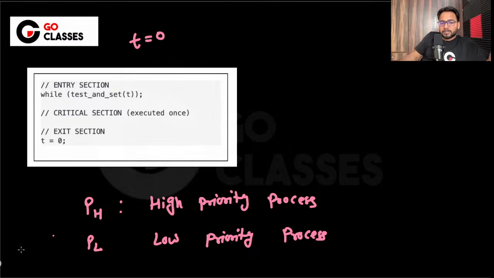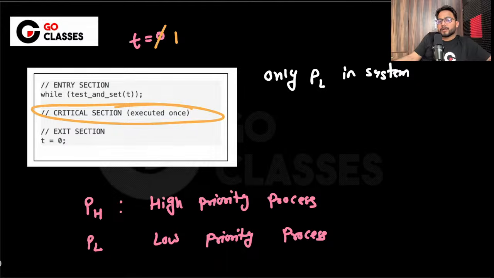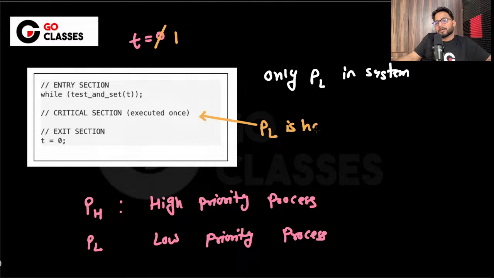Now let's just assume that only PL is there in the system. PL will come and set this T to 1 and get into this critical section. Now once PL is in the critical section, suppose suddenly PH comes in the ready state. So let's suppose PL is here and PH comes into the system, obviously first in the ready state.